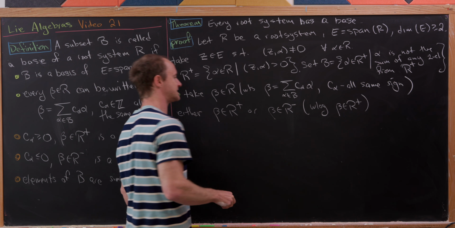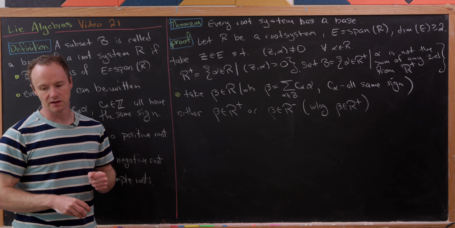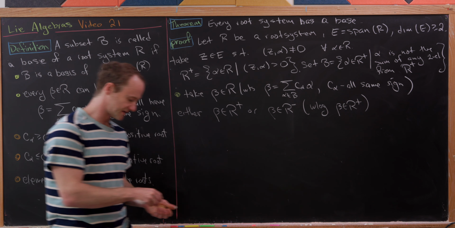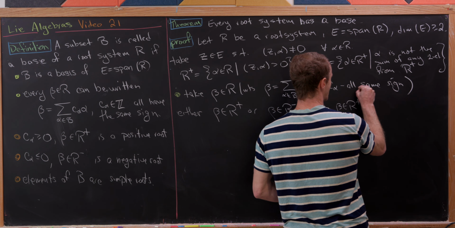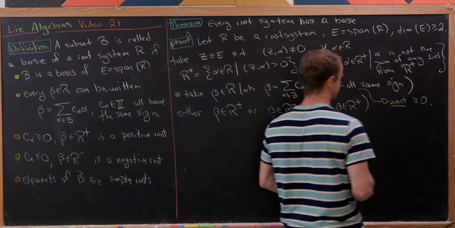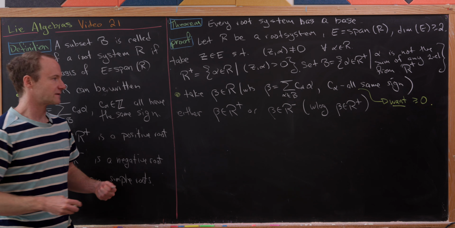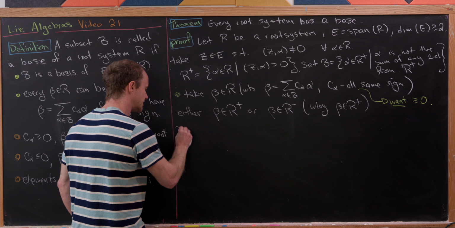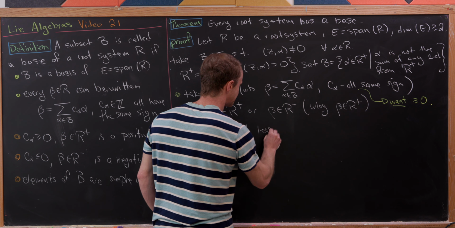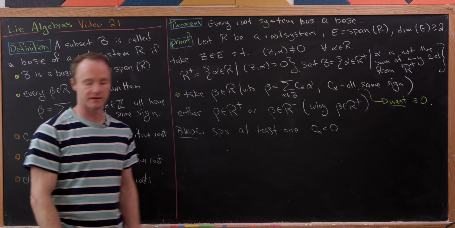Because notice if beta is in R minus, we can just replace beta with minus beta. So like I said, we may as well assume that beta is in R plus. But that means that we want this same sign to be in fact bigger than or equal to 0. So the ones that are non-zero have to be positive. Okay, so now by way of contradiction, let's suppose at least one of the C alphas is negative.